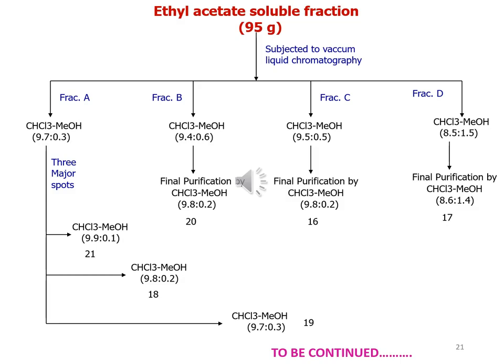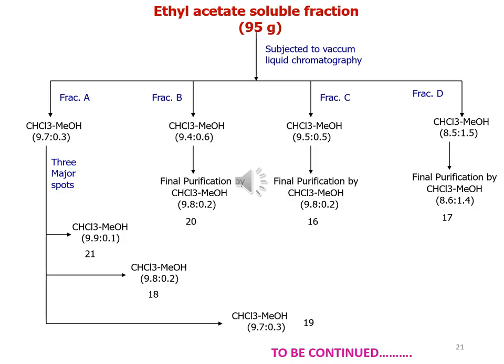Fraction A is subjected to column chromatography over silica gel eluting with 9.7 and 0.3% chloroform-methanol. We obtain 3 major spots on TLC which confirm the presence of 3 compounds, and those are 21, 18, and 19. The purity of compound 21 is confirmed by using 9.9 and 0.1% chloroform-methanol, while the purity of compound 18 is confirmed by using 9.8 and 0.2% chloroform-methanol. The purity of compound 19 is confirmed by using 9.7 and 0.3% chloroform-methanol.